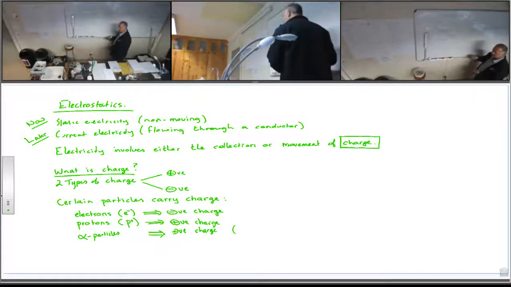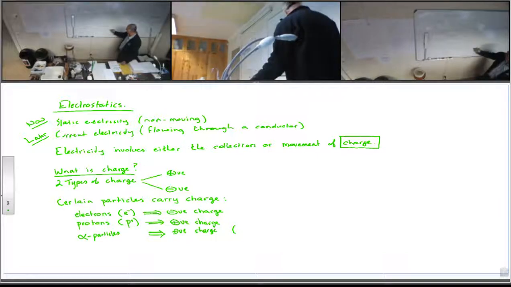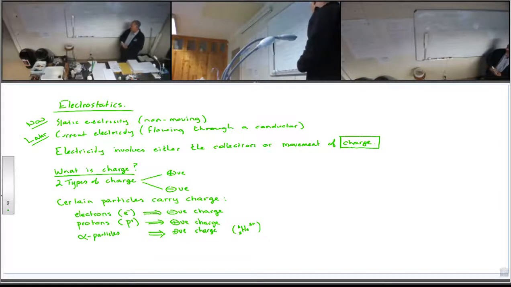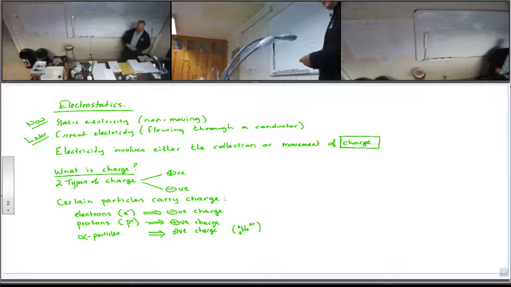It was later discovered that an alpha particle is actually a helium atom. How many electrons does a helium atom normally have? 2. How many nucleons? 4. And it's lost both of its electrons. That is actually what an alpha particle is. Okay? It's a helium nucleus. It's lost its 2 electrons. It's just the nucleus.